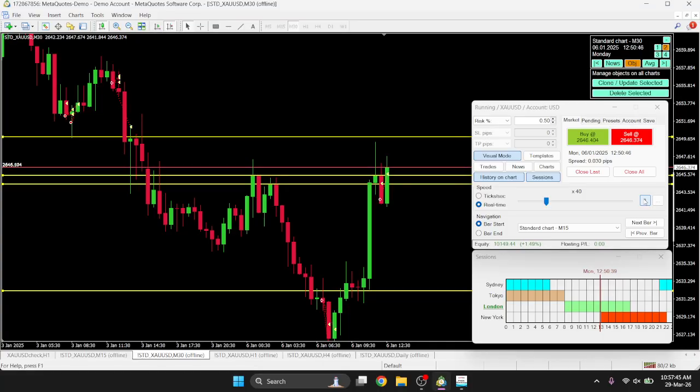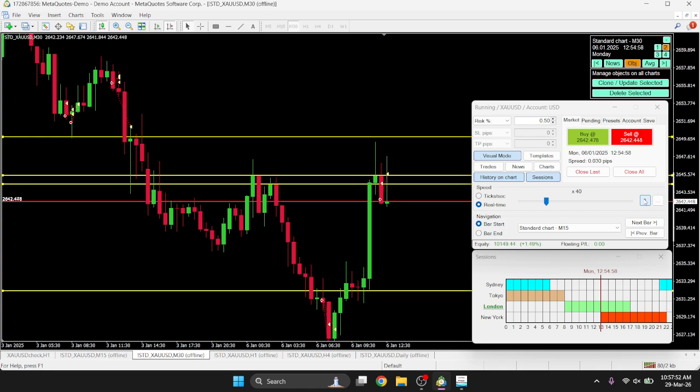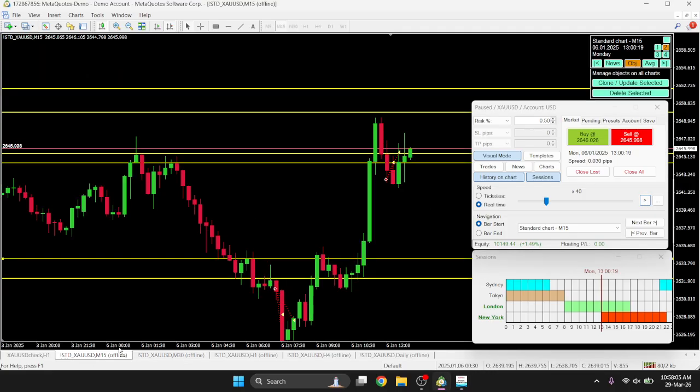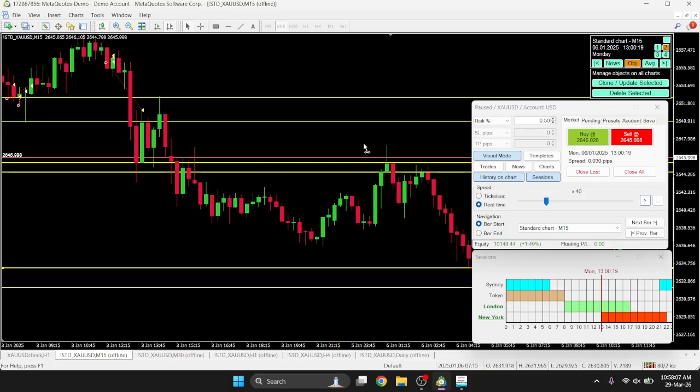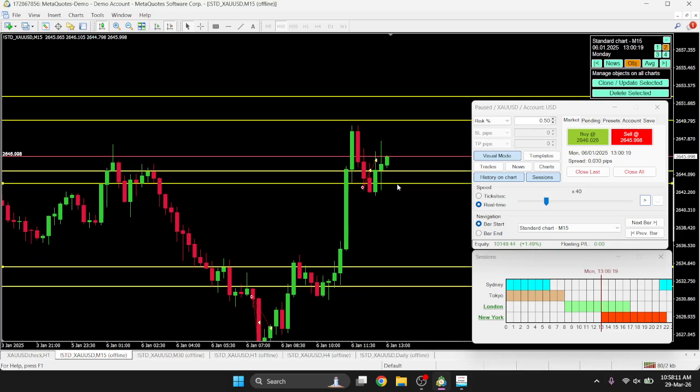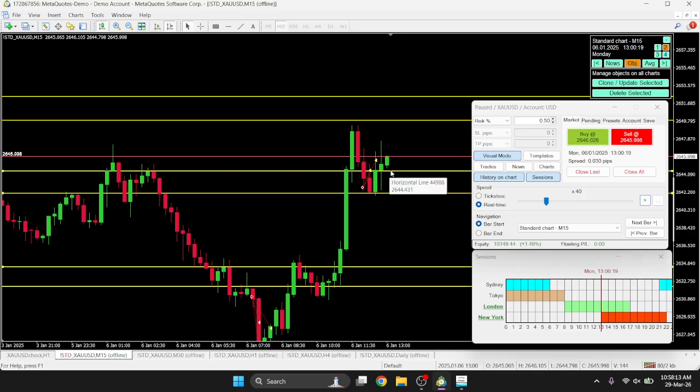30 minutes is moving up. Just 10 minutes left of this 30-minute candle. Wow. Okay. New York will be open within... So New York just opened. So this is the resistance and this is the support level right now. We are having.